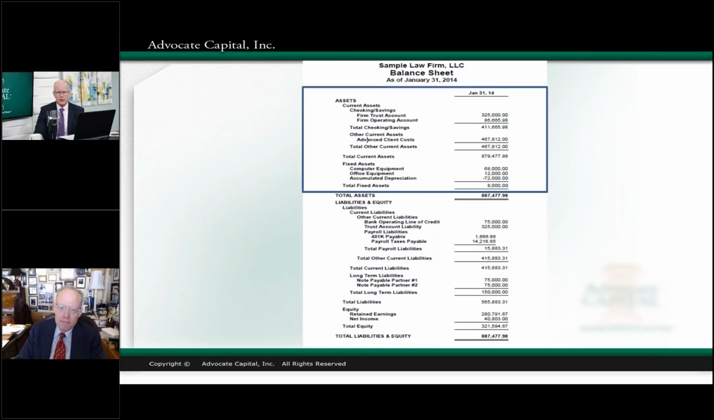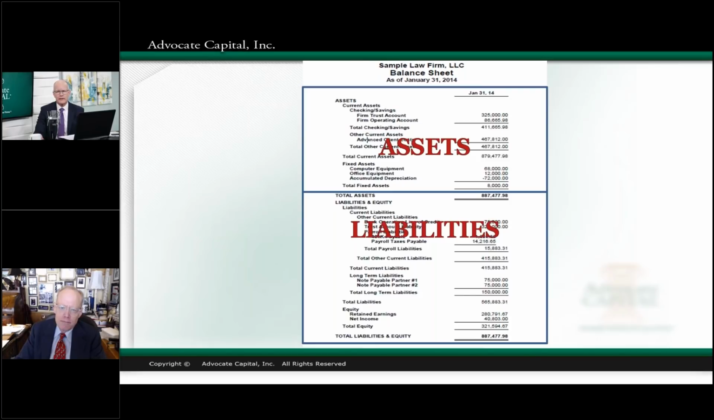A typical balance sheet is structured a little differently. Assets at the top, liabilities below that, and then equity at the bottom.